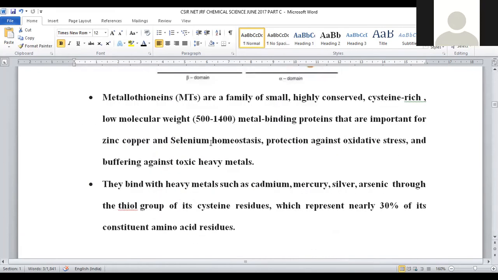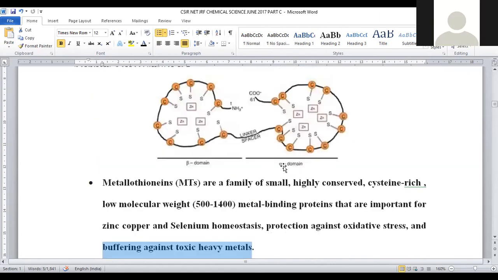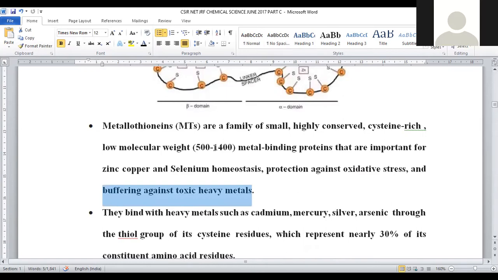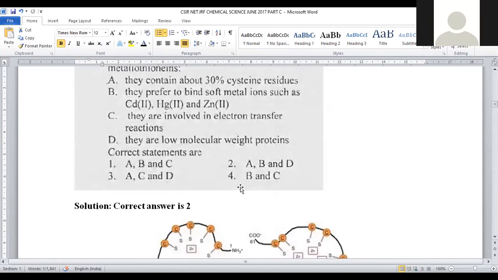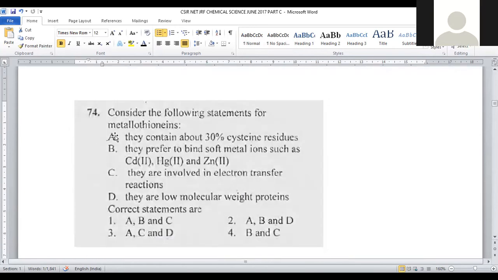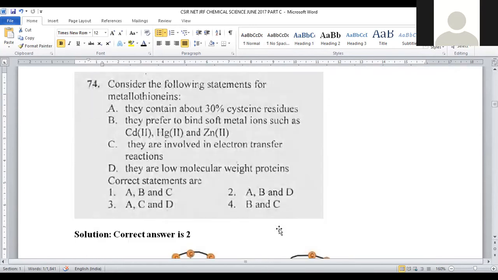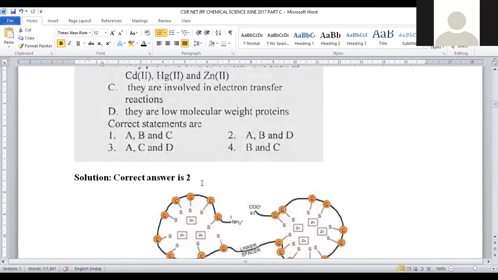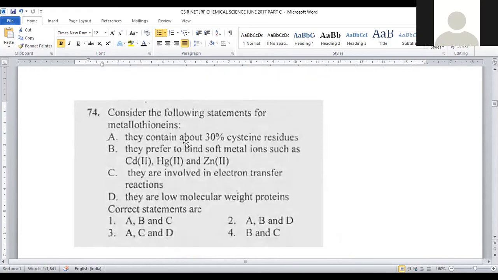The main purpose of metallothioneins is homeostasis, and oxidative stress can also be relieved, and also buffering against toxic metals. Toxic metal removal is possible, but not electron transfer. This option cannot be right for metallothioneins. They are low molecular weight proteins. Yes, they are low molecular weight, ranging from 500 to 1400 monomeric units within the molecule. So options A, B, and D are the correct statements. That's the reason why, for question number 74, option number 2 will be the right answer, right?